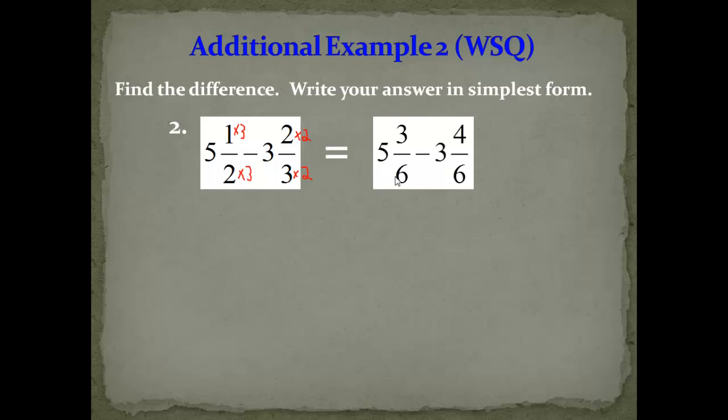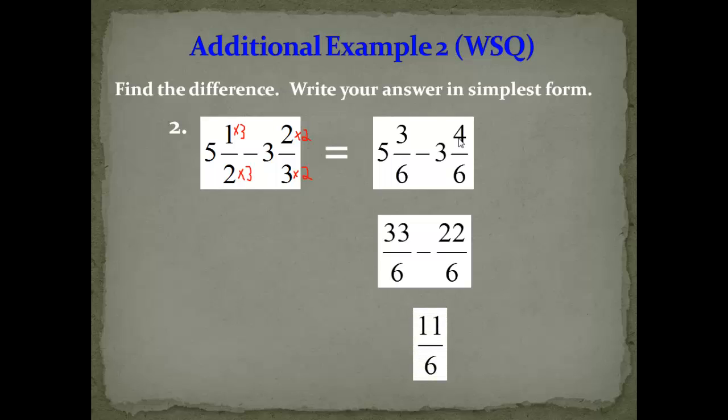For the first one, we're going to do 6 times 5, which is 30, plus 3 would be 33/6, and for the second one, we'll do 6 times 3, which is 18, plus 4 is 22, so 22/6. So we have 33/6 minus 22/6. Now we can subtract 33 minus 22, and that gives us 11, so we have 11/6.